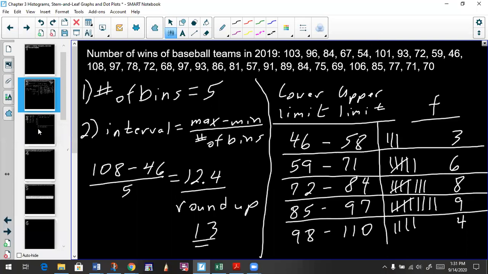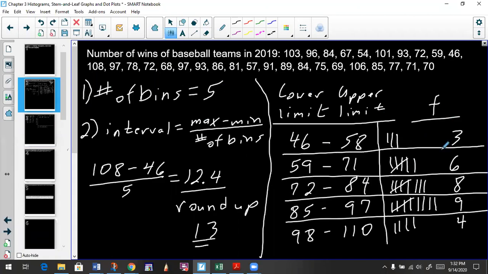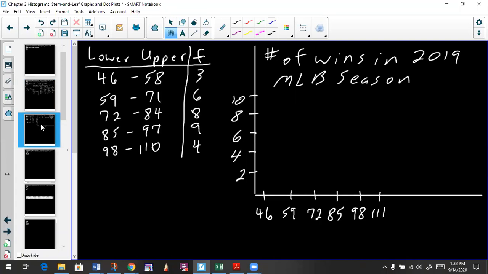All right, so I paused this video to go and create the next screen. So I rewrote all the information that we had right here. We got the lower limit, upper limit, frequencies. I just recopied that. And now I wanted to create my graph. And the way that I created my X scale is I used all my lower limit numbers. So 46, 59, 72, 85, 98. And I needed one more so I could close this box you'll see at the end.